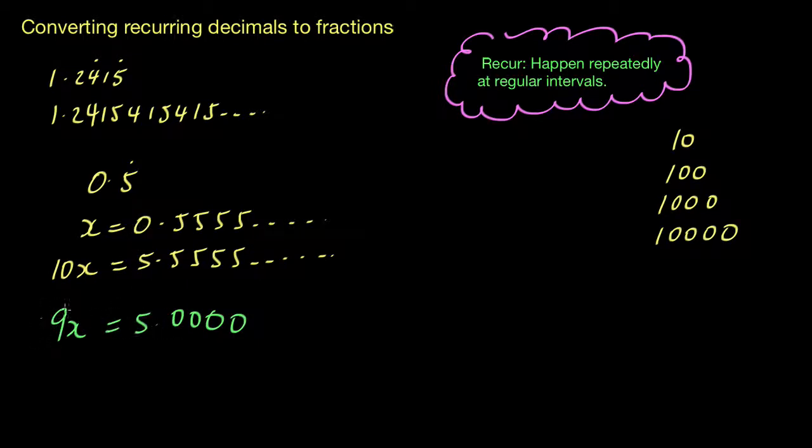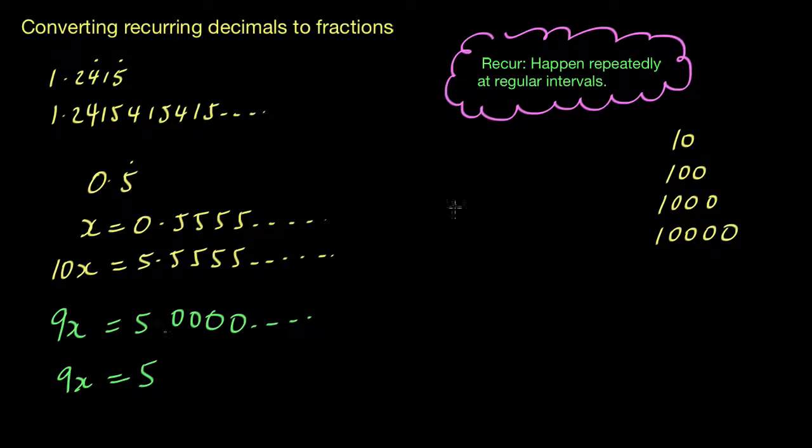So what we're left with is 9x equals 5.000, and that keeps going on forever, but we don't really care about zeros, they mean nothing. So we're going to write this down as 9x equals 5. So what we've done is we've moved from this value, which was 0.5 recurring, it went on forever, and we've simplified it down to this very, very simple equation of 9x equals 5.